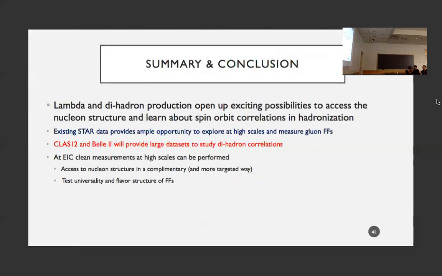Summary and conclusion. So I think both of these channels, by including polarization in the final state, allow you to have exciting opportunities to learn about the nucleon structure and also hadronization, particularly spin-orbit correlations. There's a ton of stuff to do with existing STAR data, CLAS12 and Belle II, of course, on the horizon, can do interesting stuff. At the EIC, many of these measurements will be really impactful because they're clean, they have high scales, and so on. So I'd encourage you to explore this kind of physics more.